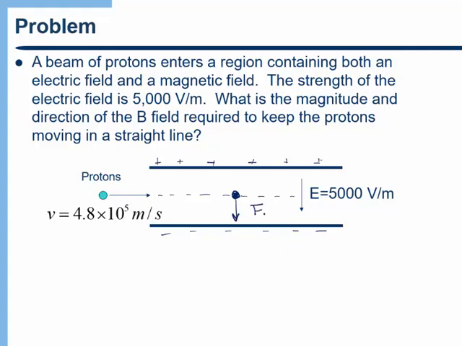Remember, the electric force is simple. It's just in the direction of the electric field, or opposite for a negative particle. So the electric field is exerting a force straight down on the proton in that region of space. If we want the proton to go straight through, then clearly we need the magnetic force to be up. So now the question is, what magnetic field direction would give us that?